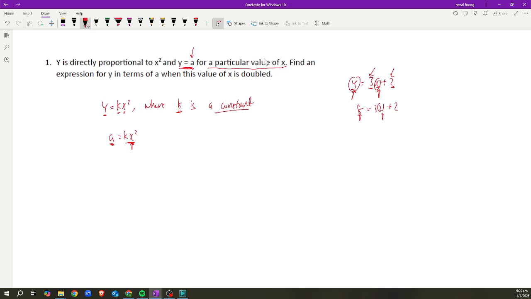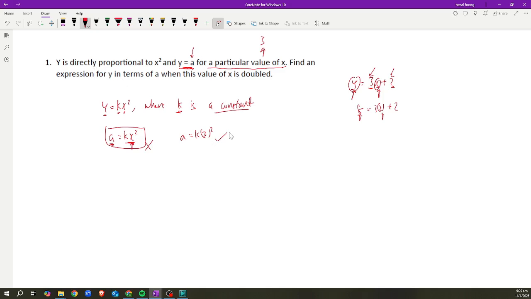I think it'll be easier to see if the question stated that the particular value of x is 3. So y will only be a when x is 3. Obviously this statement is wrong, right? This statement would be correct: when y is a, x is 3. Y is not a for every single value of x, only when it's 3.